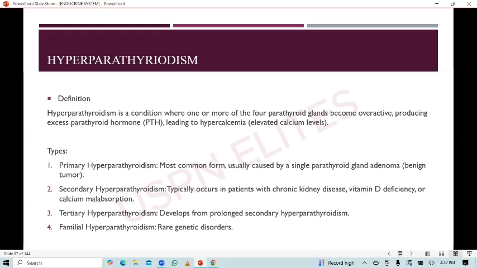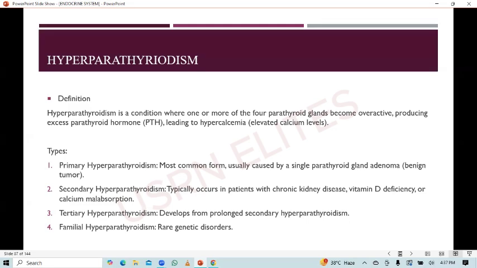The primary hyperparathyroidism is the most common form and is usually caused by a single parathyroid gland adenoma. That is when there's a cancer of the parathyroid gland. Anytime we hear cancer, what comes to mind? Proliferation of cells. Cells begin to grow abnormally. Already there is this parathyroid gland with cells producing parathyroid hormone. So if there's a cancer, there's going to be excess production of the cells.